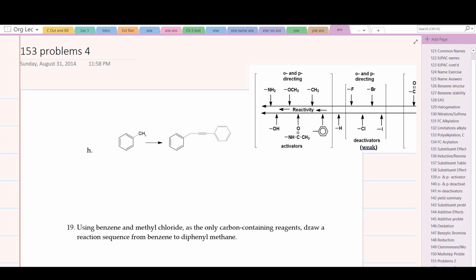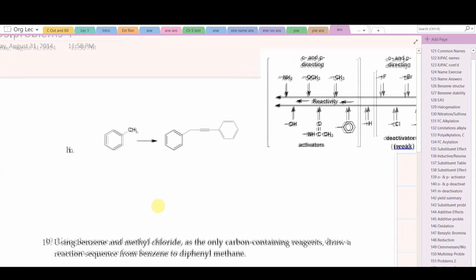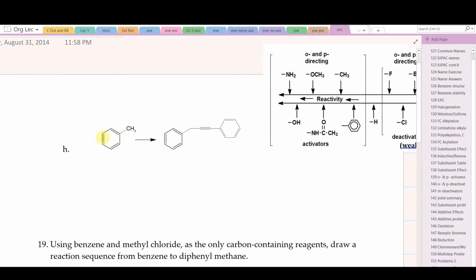On page 153 we have a few more problems. Here we have toluene. We're asked to convert it to this aromatic alkyne. So how are we going to do that? It looks pretty daunting, doesn't it? Well, you work on it for a bit and then I'll show you a shortcut to what you might be thinking.